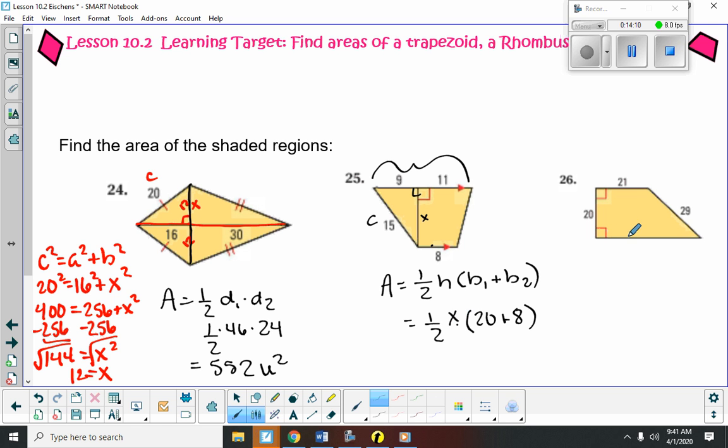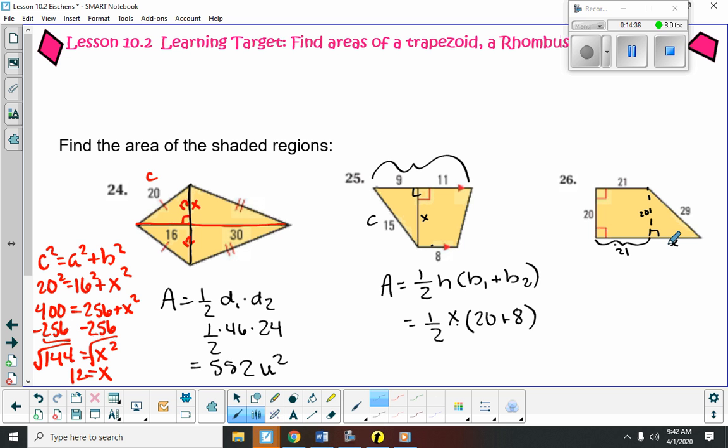This is a trapezoid again, and we're missing one of the bases. So to do this problem, let's actually work this one out. This side is 20, and we have to find this length right here. Now here's the thing. You know that this is 21. So once you find what x is, you can add that to 21 to get this base.